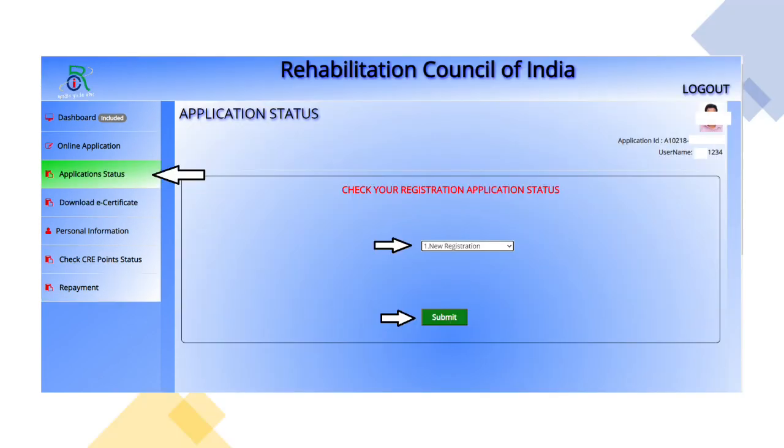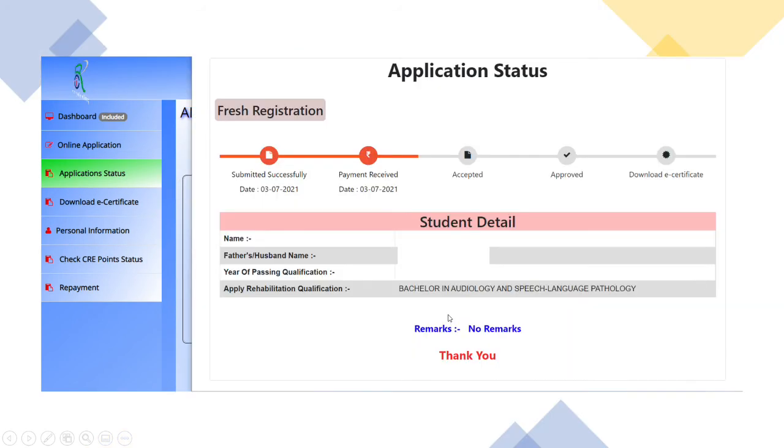Okay, now we have submitted the application, and we need to confirm that we have submitted. We have to come back to the dashboard. We have to select the application status. You will have only one option in the drop down: select new registration and submit. When you submit, it is showing you submitted successfully.